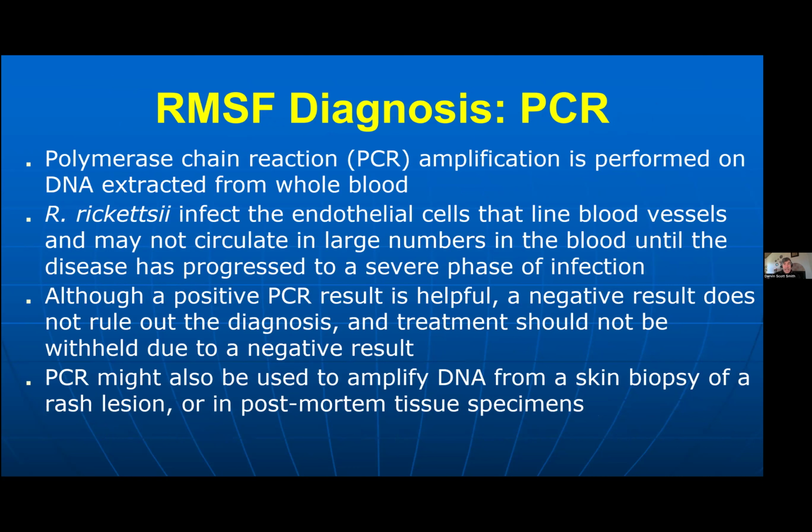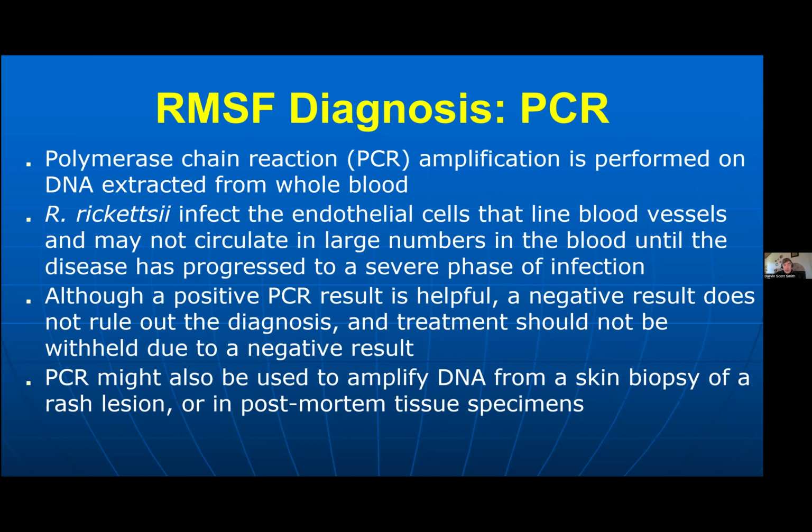The other test, which is super important now, is sending a PCR. That is done on whole blood, and rickettsia infect the endothelial cells, as we saw in an earlier picture, that line the blood vessels, and it doesn't circulate in large numbers in the blood until it's in a very severe or advanced stage. Although a positive PCR result is helpful, a negative result should not rule out the diagnosis, especially if it's done in the first week or so.